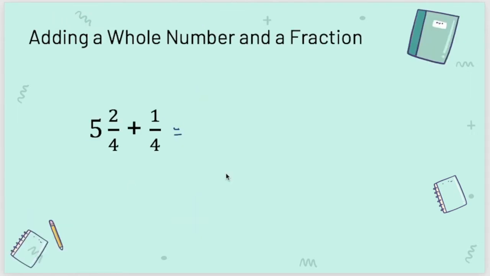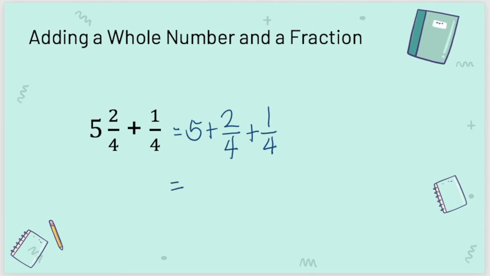So now, if we are going to add a whole number and a fraction like 5 and 2/4 plus 1/4, we have learned earlier that 5 and 2/4 look like this. Adding it by 1/4, our expressions will look like this.